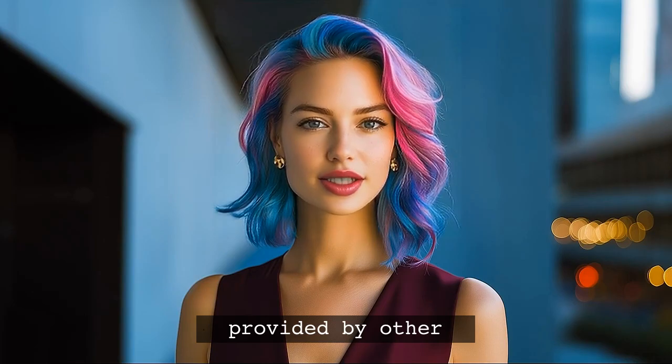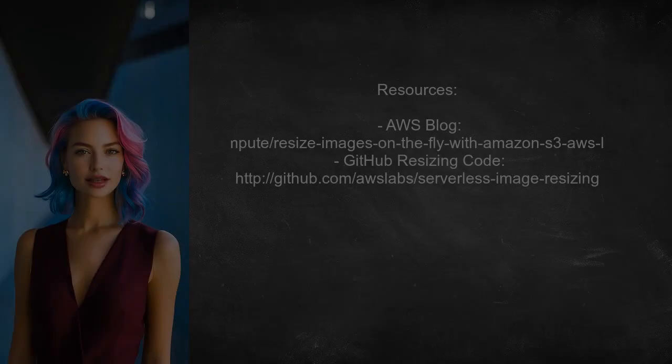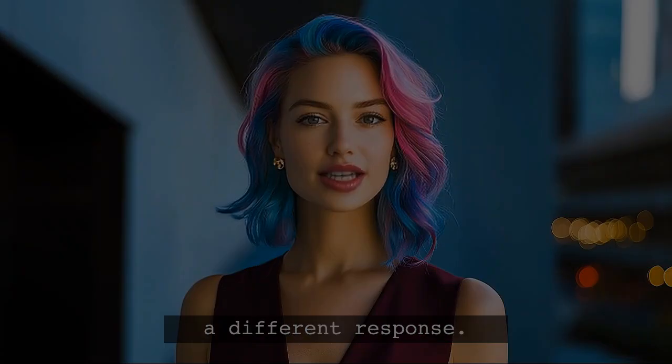Now, let's look at the answers provided by other users. An alternative approach to resizing images in an S3 bucket using Lambda is suggested by another user. They recommend following the official AWS documentation for resizing images on the fly. This method ensures that the resized image is only created when needed, saving resources. For detailed instructions, visit the AWS blog on resizing images with Lambda and S3. The user also provides a link to the correct resizing code on GitHub, emphasizing that the original code may have issues.